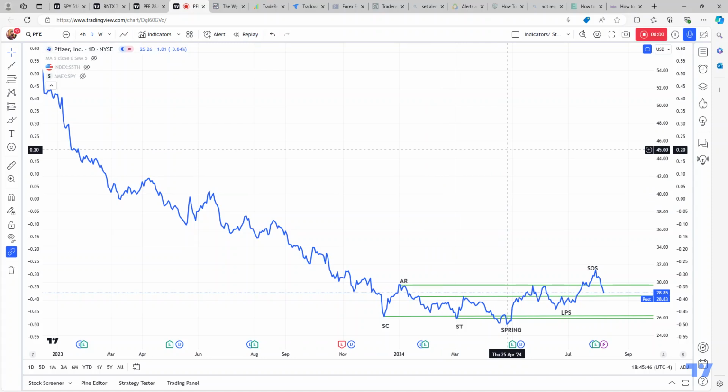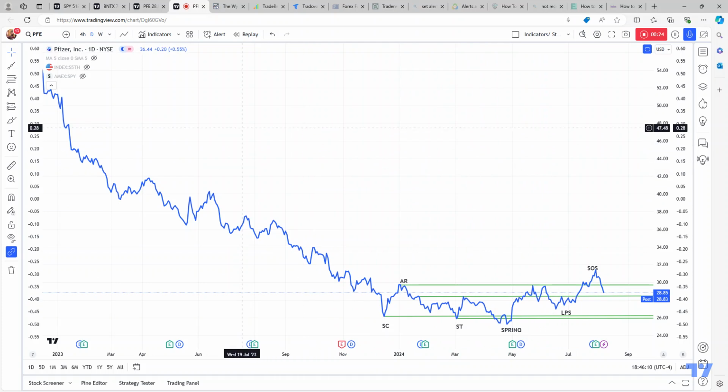Hello traders. What you see here is the chart of Pfizer, and what's marked up here is the Wyckoff accumulation model. So basically this model is a way of recognizing when smart money, or the big money, I would say, is taking their time to accumulate stock before a markup phase.